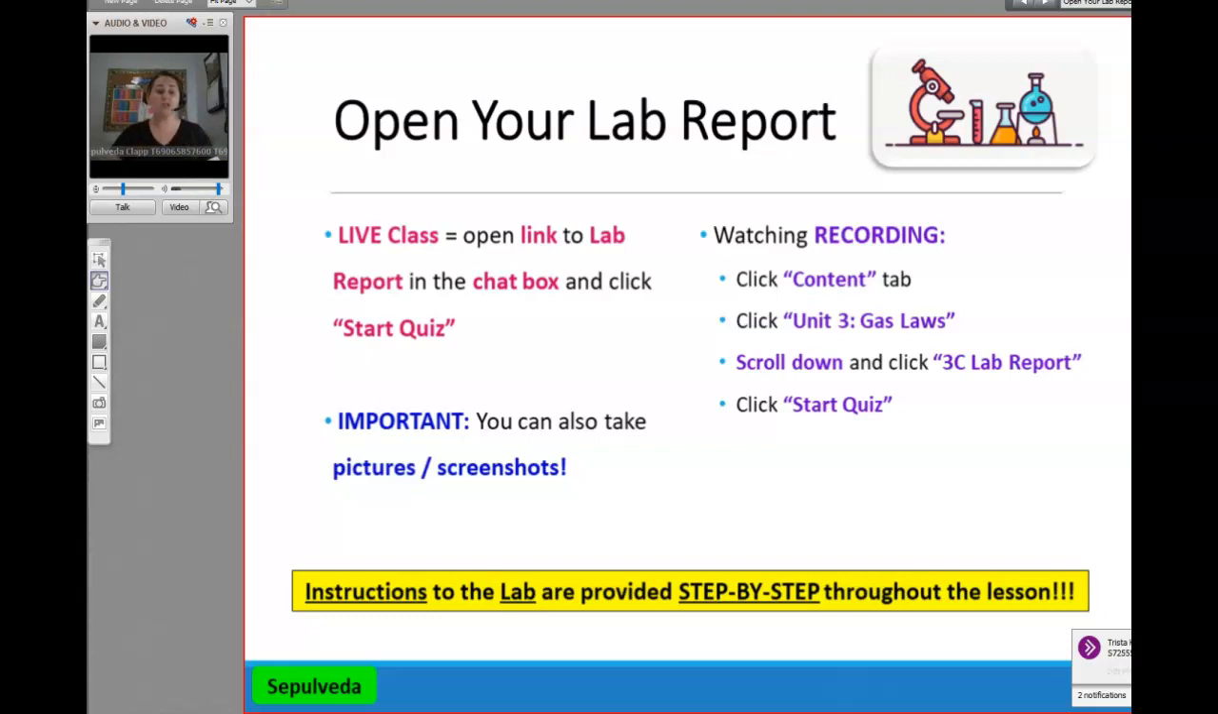And remember, all instructions in this lab are provided for you step by step throughout the lesson. So it's important that you pay attention and that you are listening. And if you are watching the recording, make sure you click Content, Unit 3, Gas Laws, scroll down, and you will find your 3C lab report.